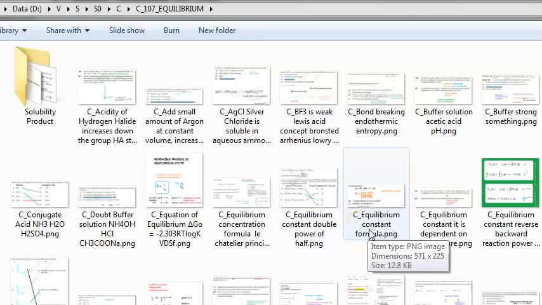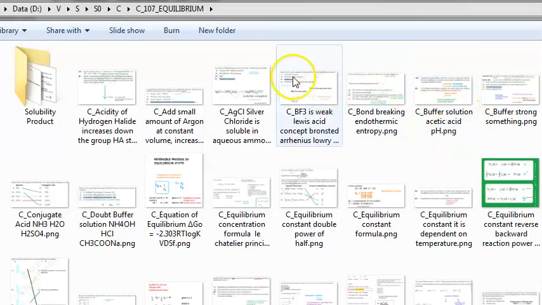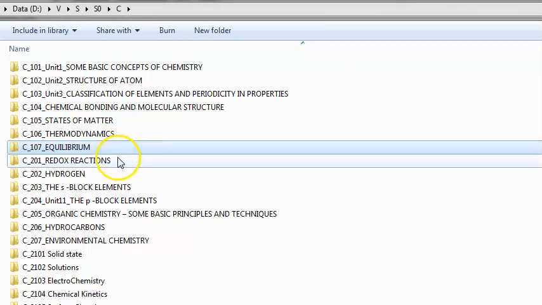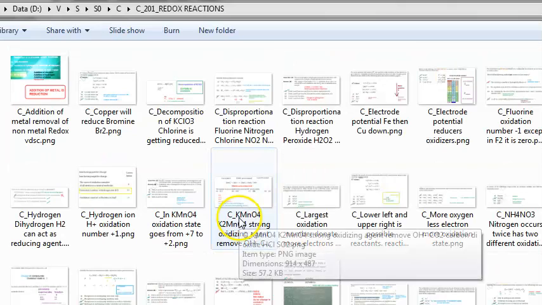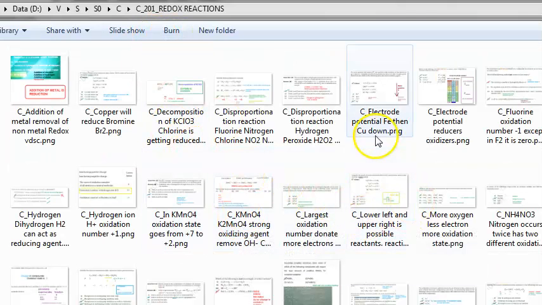Lewis acid, buffer. So much you will study. Then coming to redox reactions. These are important actually. Electrode, the electrode potential, oxidation, reduction.